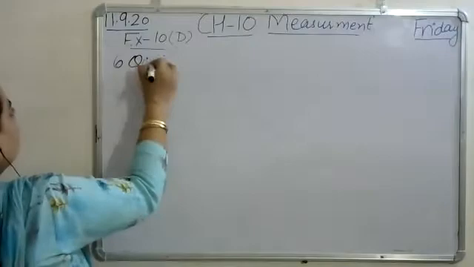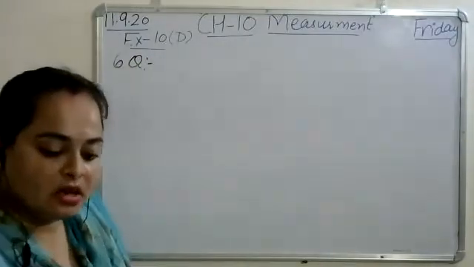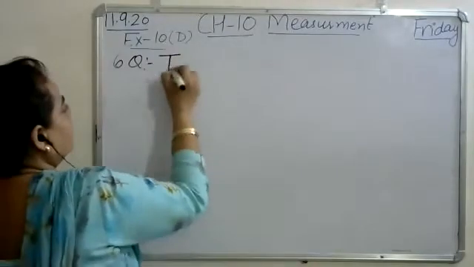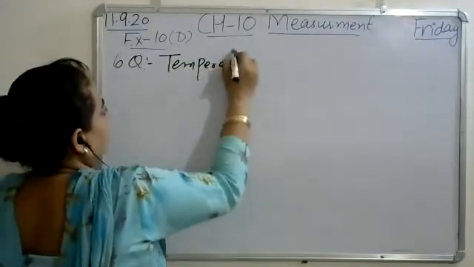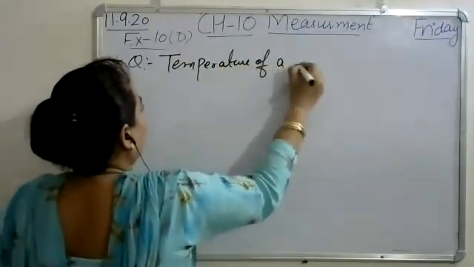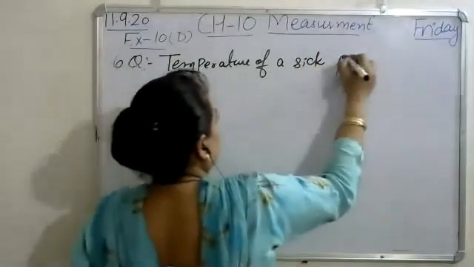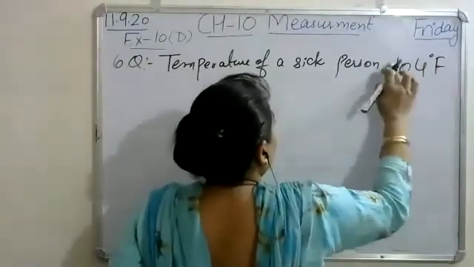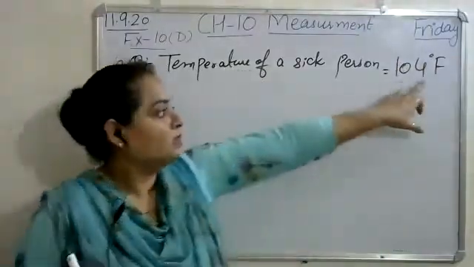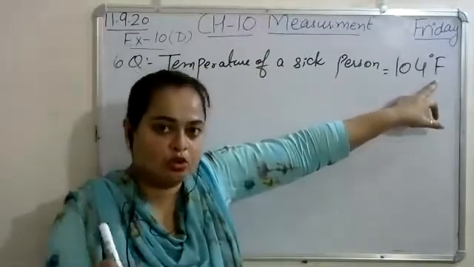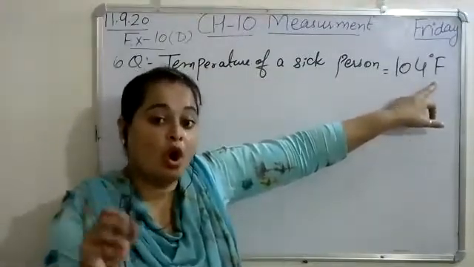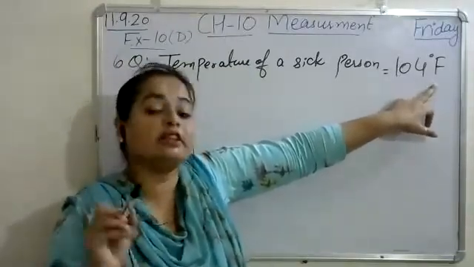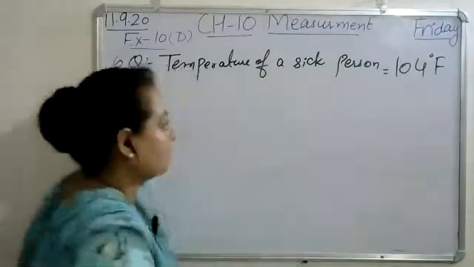Now sixth question. What will you write here? Temperature of a sick person, 104 degree Fahrenheit, is given to you, but the demand is of Celsius. So in the first step, we will convert this Fahrenheit to Celsius.